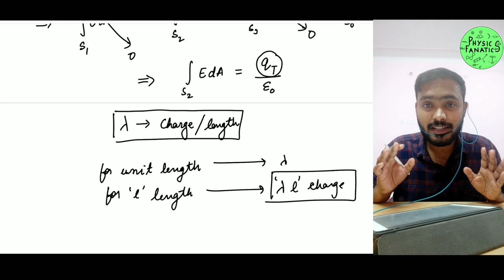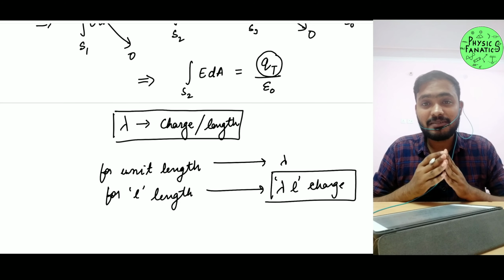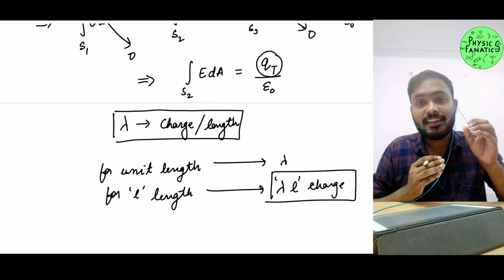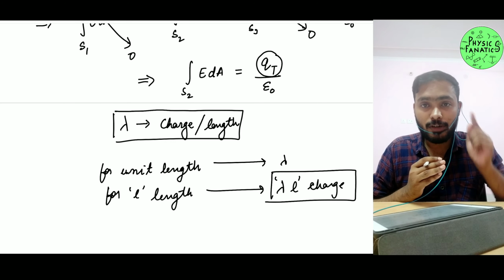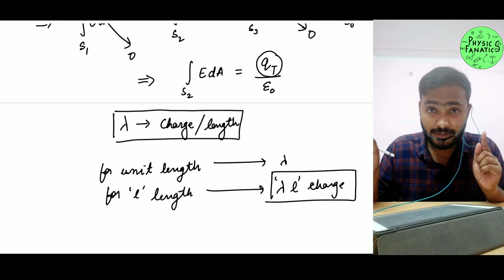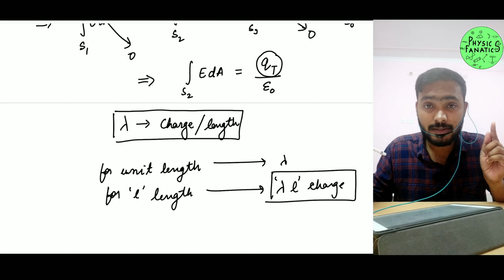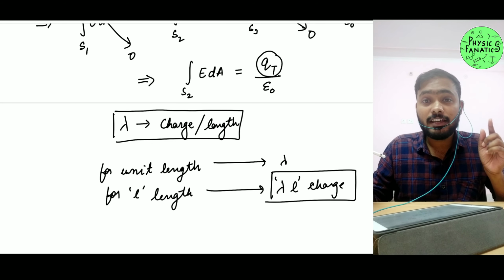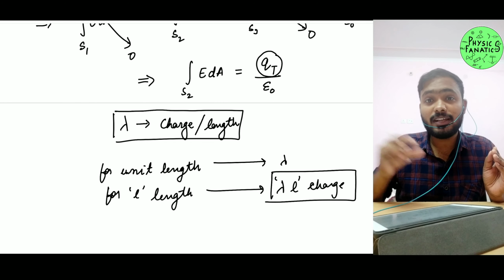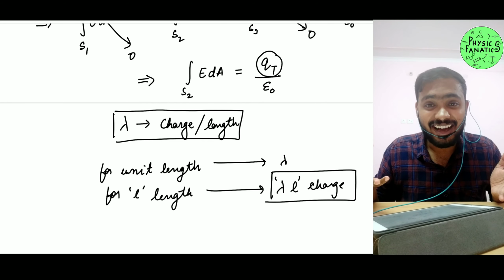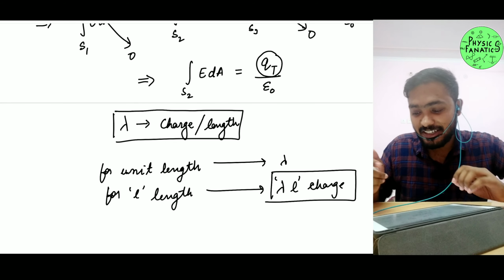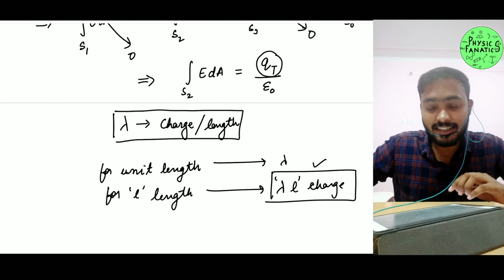It is very similar to this: let's say for 1 rupee you can get 10 pens. If you have 10 rupees, you will get 100 pens, that is 10 into 10, right? I hope that is understandable. Great. So lambda times L charge is there.